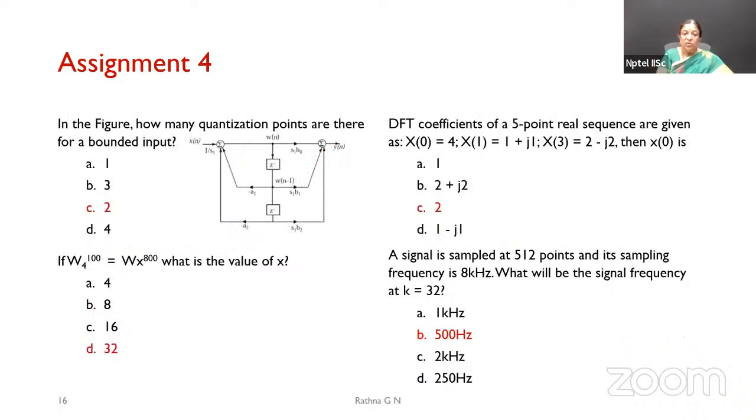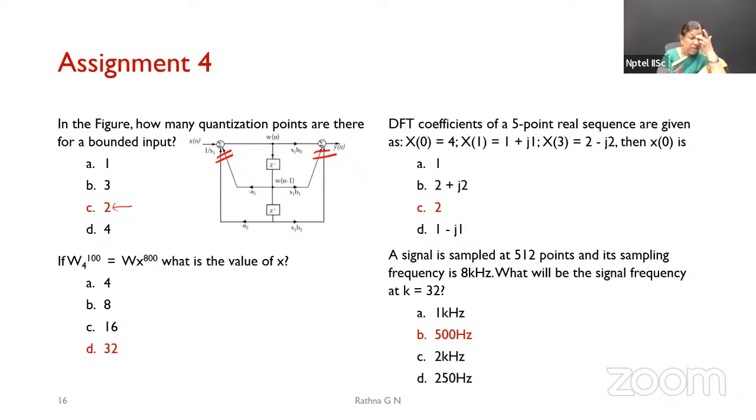Coming to the next one. In the figure, we have to say how many quantization points are there for a bounded input. All of us know the quantization is going to happen at the addition. So we have 2 additions in the second order section. So our quantization points are going to be 2. Whatever the maximum value we will be representing is going to be scaled, as you can see, and then it may be trying to overflow or underflow. In this case, both are negative, and then all of them are positive. These may be trying to overflow. So the quantization has to happen at 2 places.